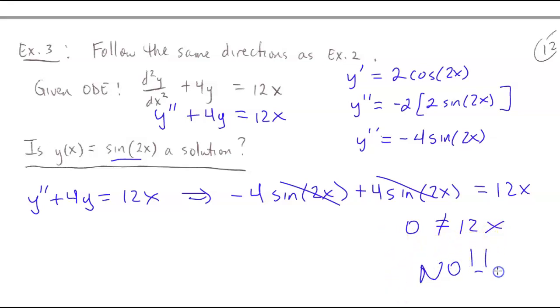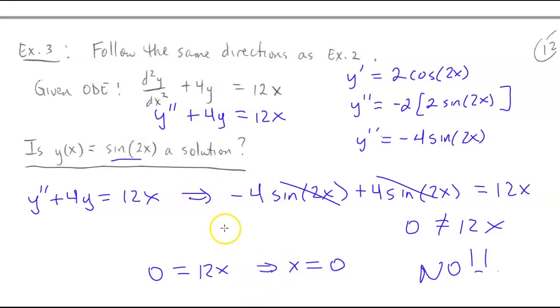So this particular function would not satisfy this differential equation here. And in this example, you're going to see why it's important to be able to know the domain, or the set of x values, for your actual proposed solution to see when it's actually valid. Now, if we look at 0 is equal to 12x, the only time that's going to be true is when x is 0.